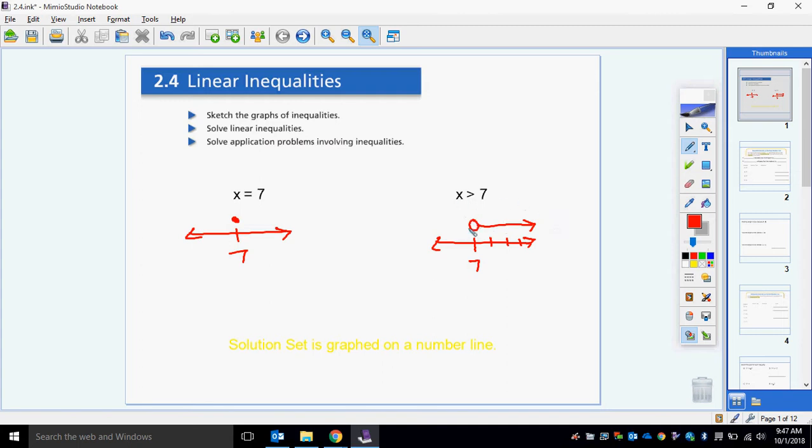Now I did an open circle because one of the solutions is not 7. It says the solution's got to be greater than. So that could be 7.1, but it can't be 7 because 7 is not greater than 7. Okay, so we're going to be working with inequalities such as this.